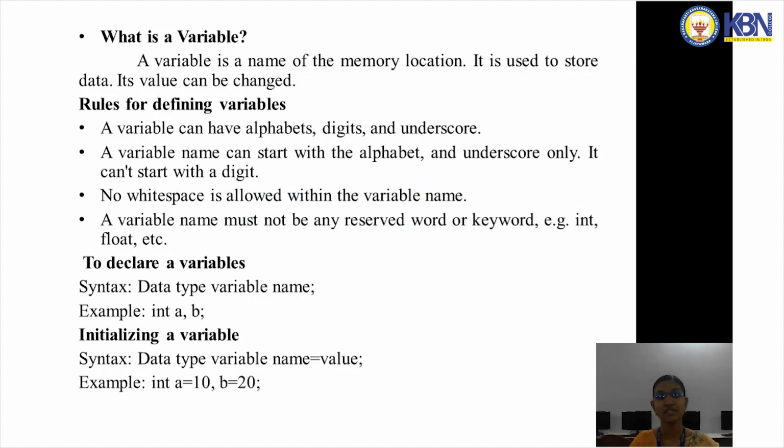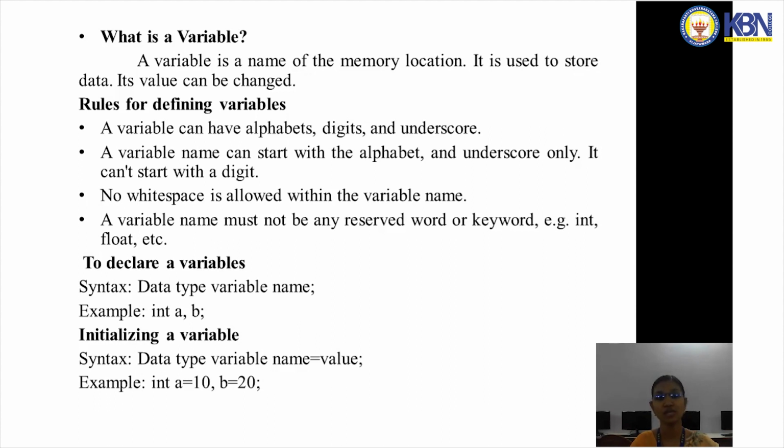Now, what is a variable? A variable is a name of the memory location and it is used to store a data. But this data we can't change it. Now coming to rules for defining variables. A variable can have alphabets, digits and underscore. A variable name can start with the alphabet and underscore only. It cannot start with a digit. It starts only with alphabets and underscore. It can't start with a digit.